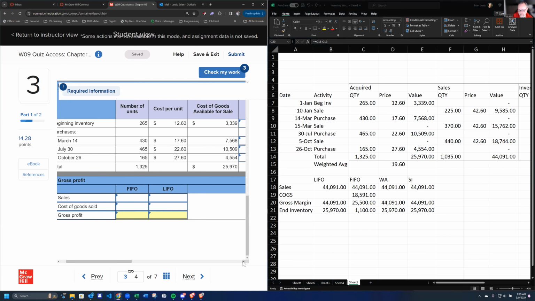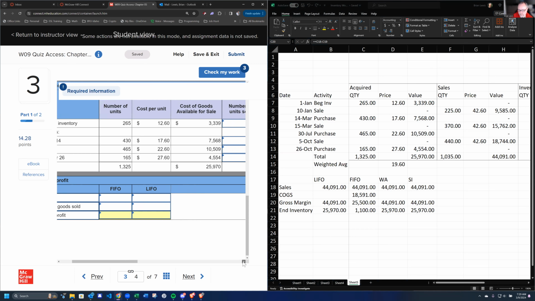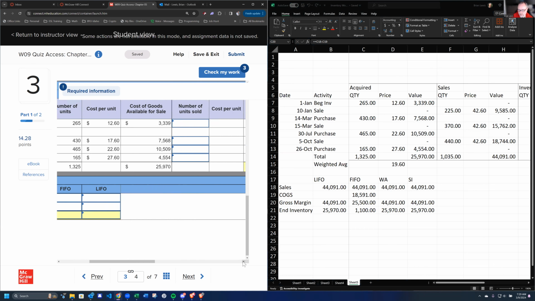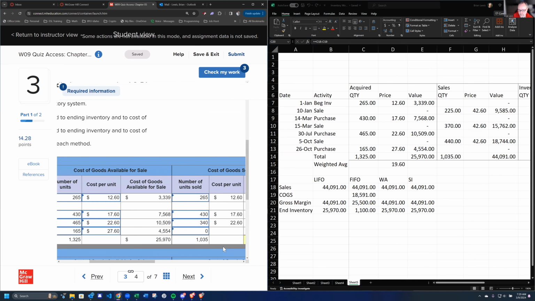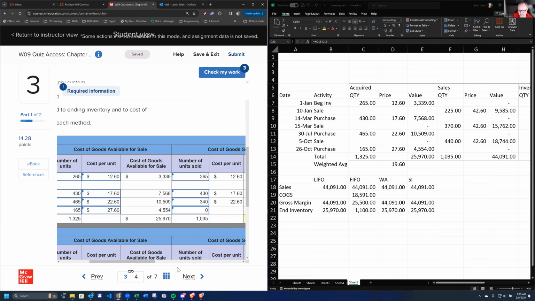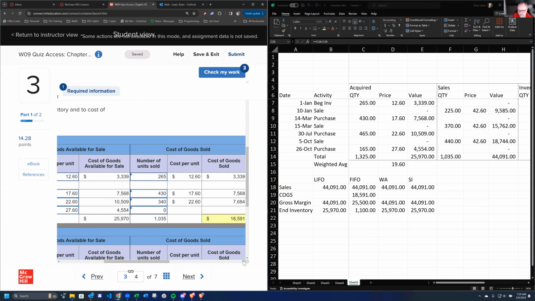Cost of goods available for sale. Oh, wrong one. Oh no, this is available for sale. Cost of goods sold 18,591. Okay, we have the same numbers, so we're all good.